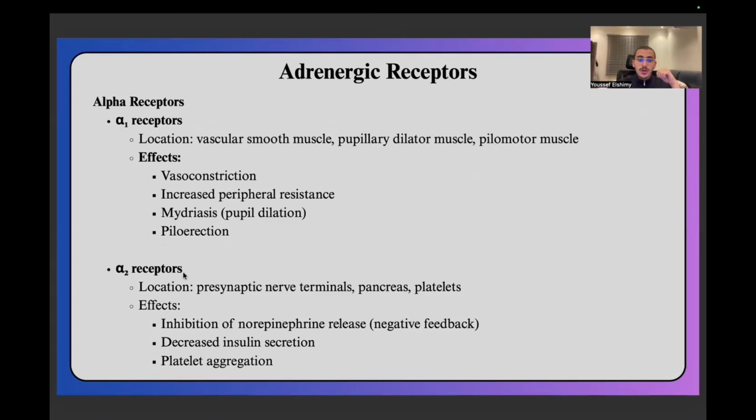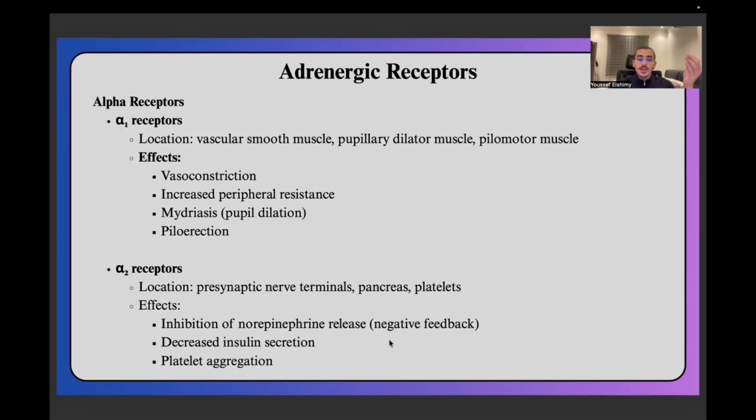The alpha 2 receptors are located in the presynaptic nerve terminals, or also pancreas, as well as the platelets. What are the effects? They basically inhibit the release of norepinephrine. This is a negative feedback. Whenever the cell body senses that there is increased production of norepinephrine, it wants to slow down or push the brakes. So basically, some epinephrine binds to the presynaptic alpha 2 receptors in order to inhibit or calm down the production of norepinephrine.